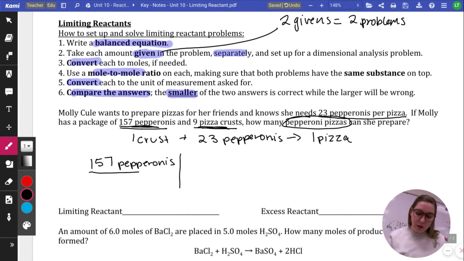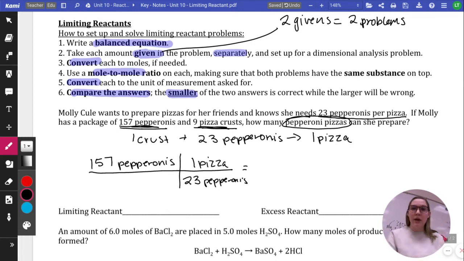All right. According to our balanced chemical equation, it takes 23 pepperonis to make one pizza. All right, and we go ahead and solve that one. So 23 pepperonis to make one pizza. So 157 divided by 23 gives us that she can make 6.8 pizzas. Obviously, this is pizza, so we're going to round to a whole number, but the lower one. So she can make 6 pizzas with that amount of pepperoni.